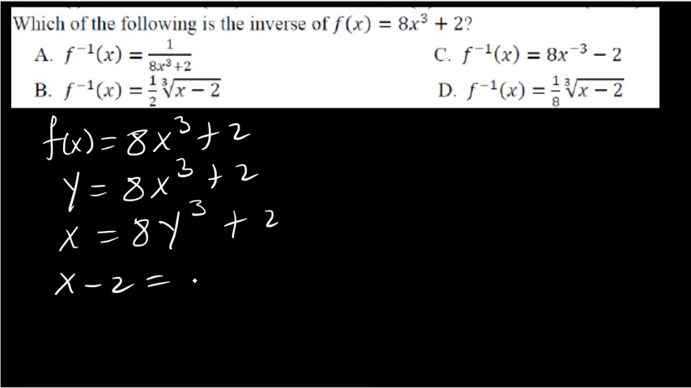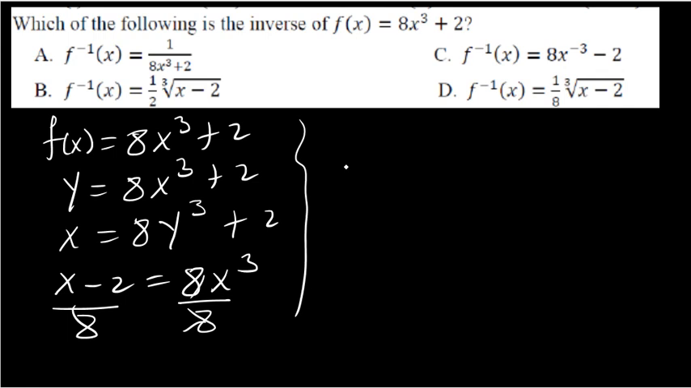Bring the 2 to the left side. x minus 2 is equal to 8y cubed. Then you divide both sides by 8. Therefore what is left? y cubed is equal to x minus 2 over 8. This is not x cubed, it must be y cubed because already we said it is y cubed here. We are trying to solve for y. Therefore y is cubed. To remove the cube we have to take the cube root of both sides, or we can multiply the exponent of both by 1 over 3.